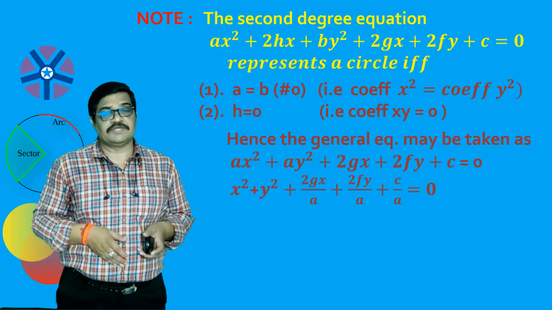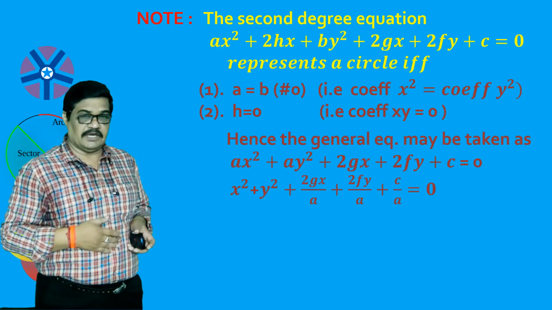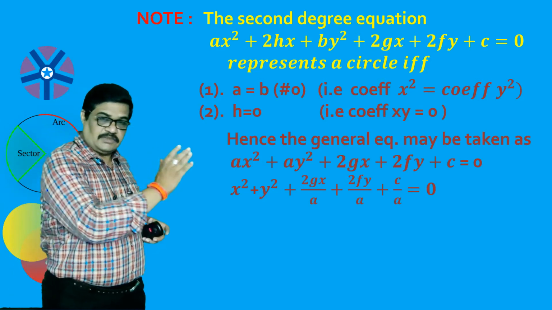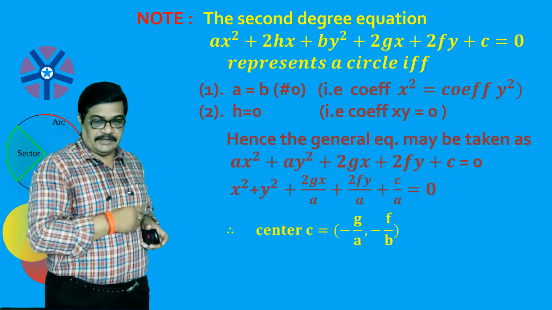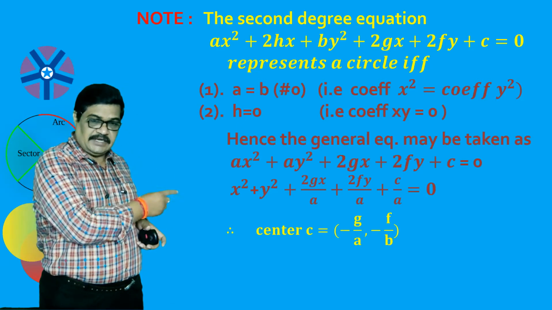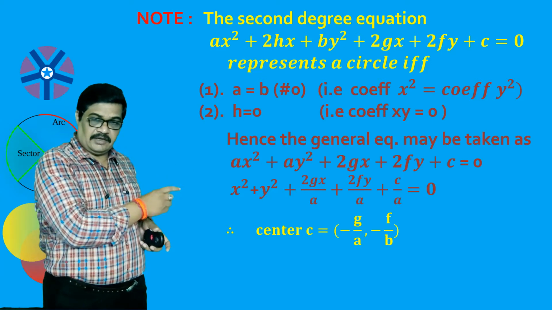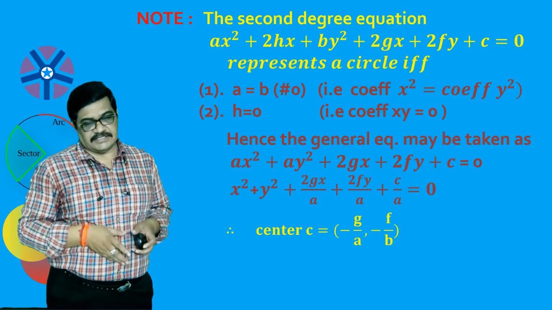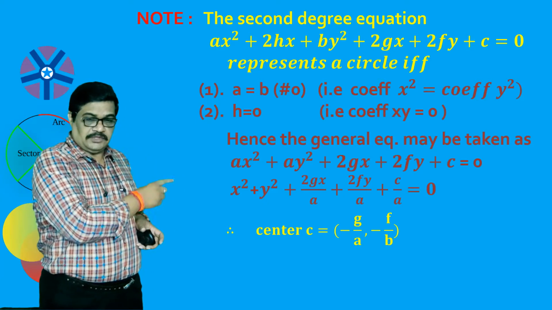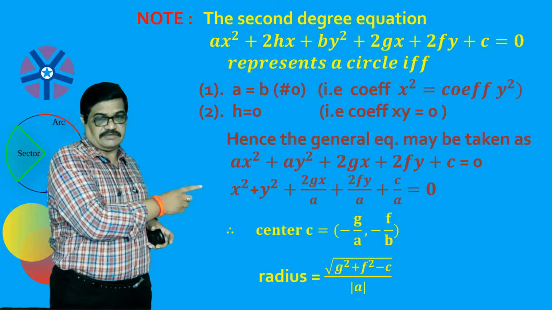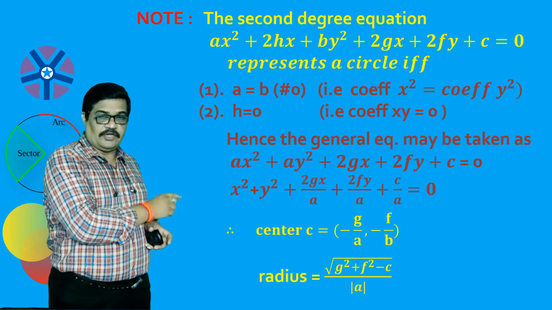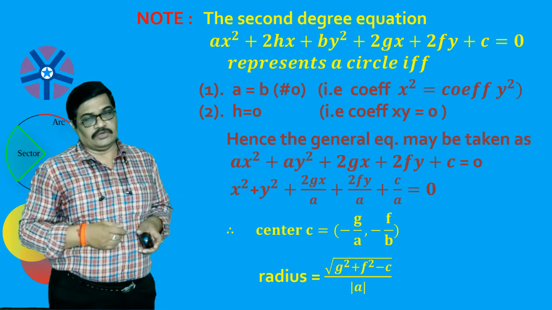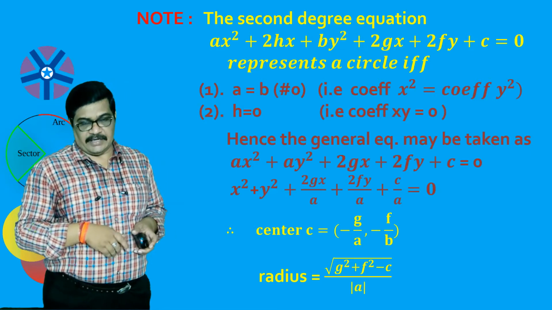How do we write the center and radius of the general equation of the circle? The center is minus x coefficient by 2, minus y coefficient by 2. Now we write it for this circle. Here the center is minus g by a comma minus f by a. And the radius is r is equal to the root of g square plus f square minus c by modulus of a.